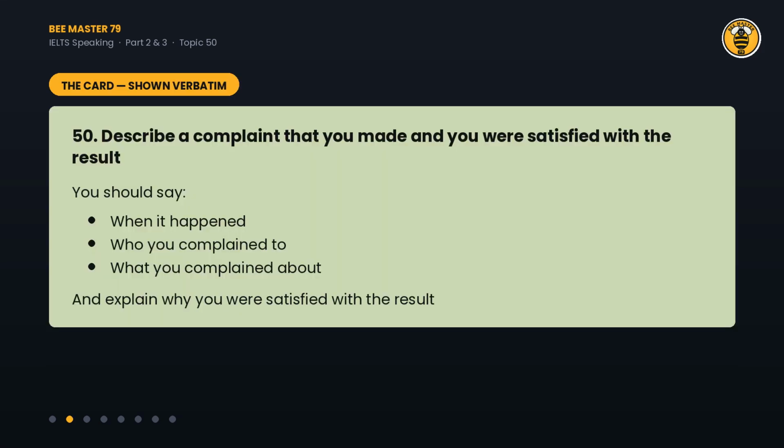This is the card printed exactly as it appears in the source. Read it with me. Describe a complaint that you made and you were satisfied with the result. You should say when it happened, who you complained to, what you complained about, and explain why you were satisfied with the result.